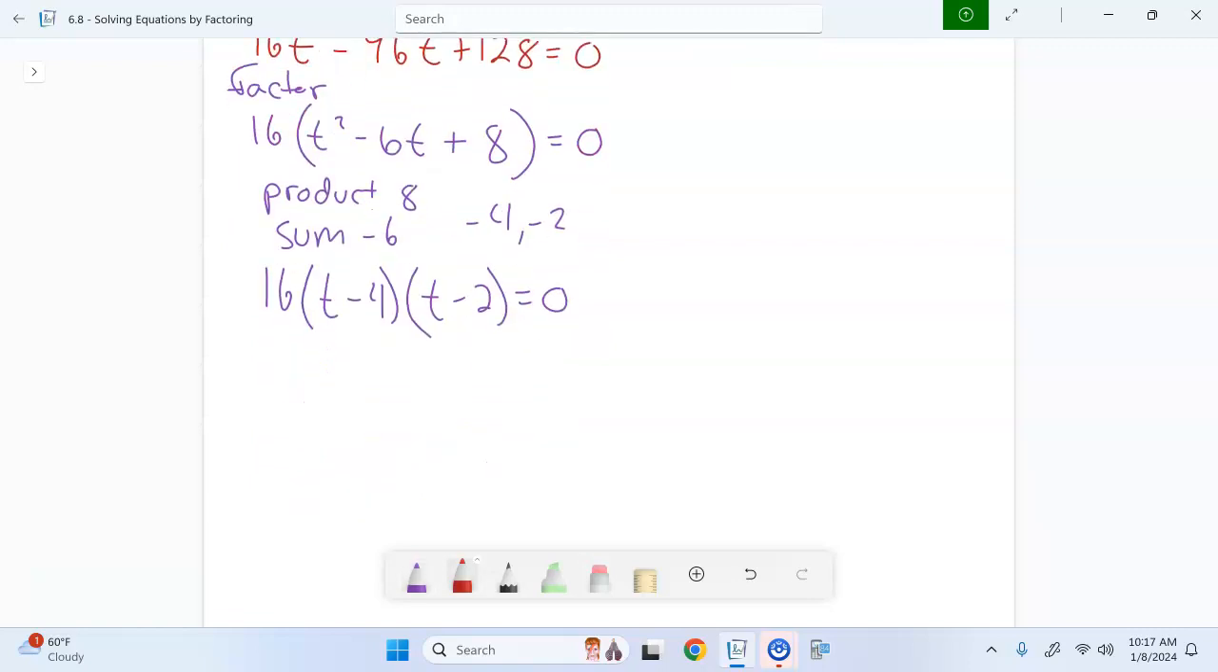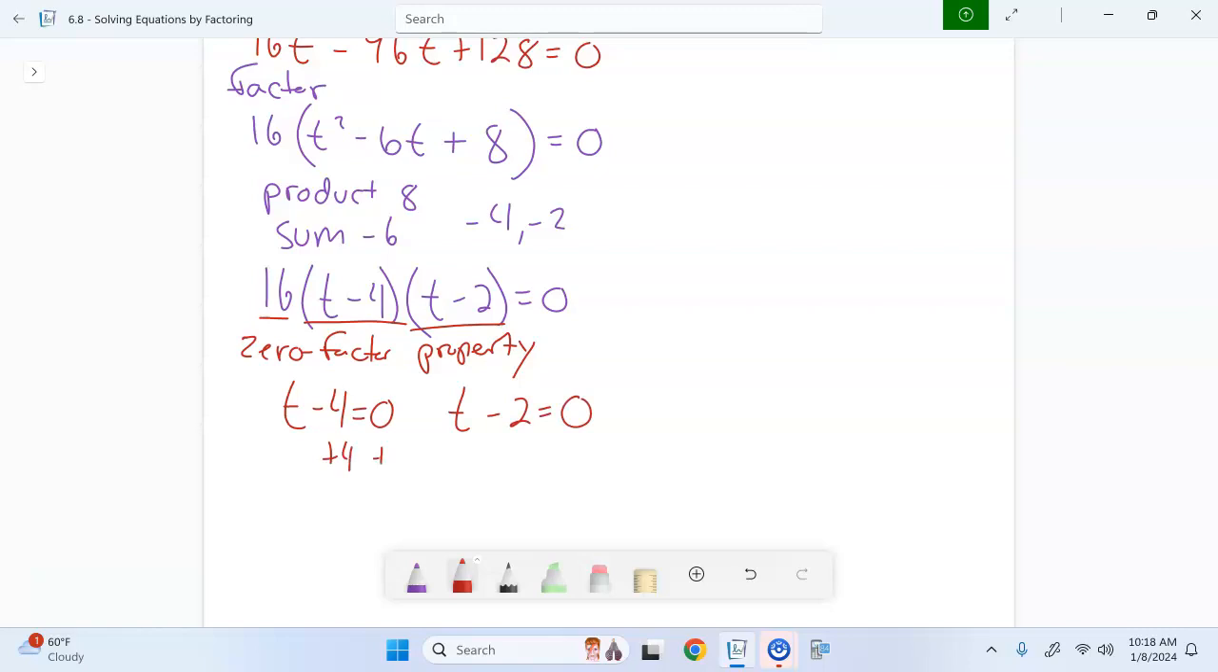Now we can do our next step, which is the zero factor property. The zero factor property says take each factor with a variable and set it equal to 0. Well, 16 doesn't have a variable, so we don't need to set it equal to 0. T minus 4 has a variable. T minus 2 has a variable. Then we can solve both of those. So we get t equals 4 and t equals 2.